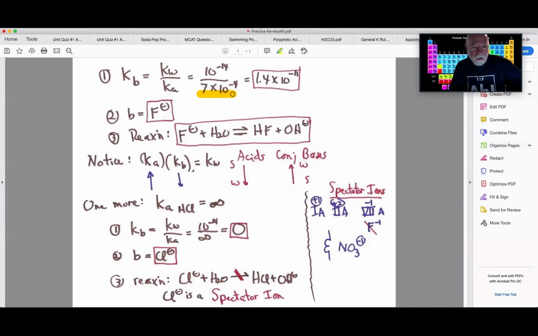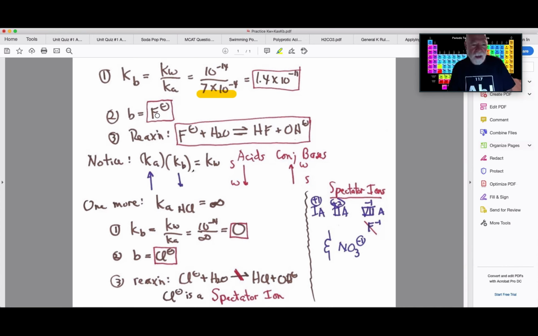And let's see if my calculator is any good. I get an answer of 1.4 times 10 to the minus 11. Let me try that. So 1e minus 14 divided by 7e minus 4, again, it's an answer of 1.42 times 10 to the minus 11. Okay, now name the base.